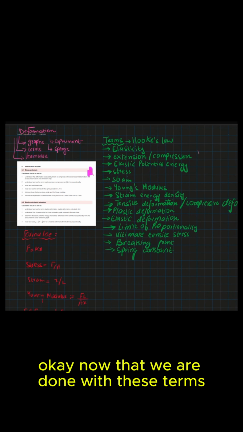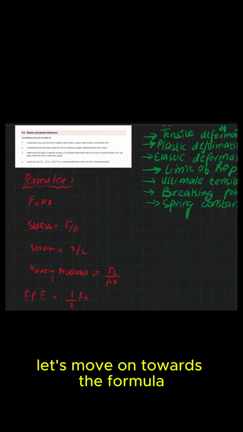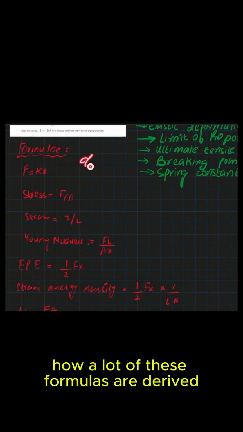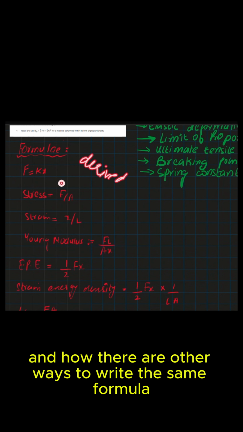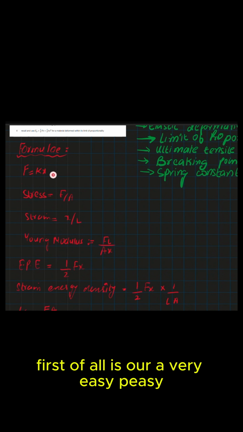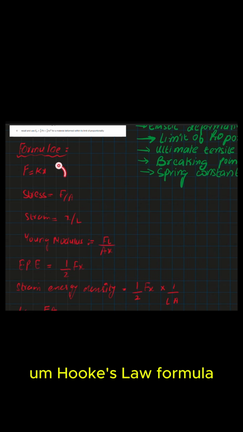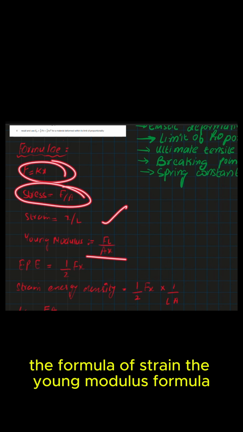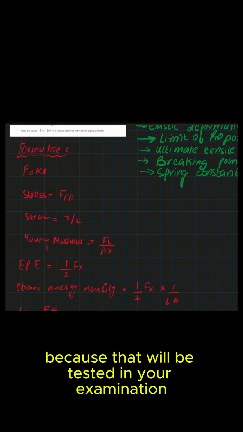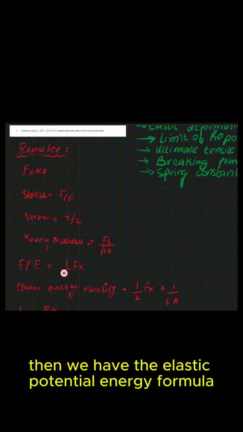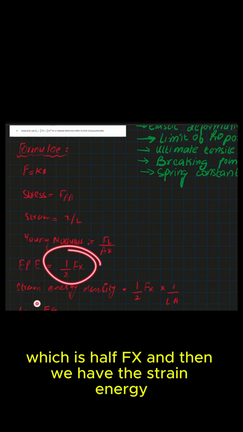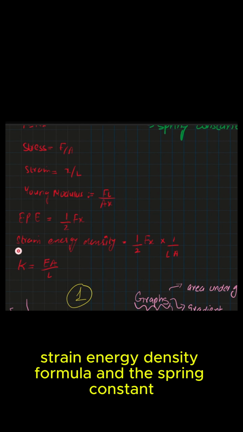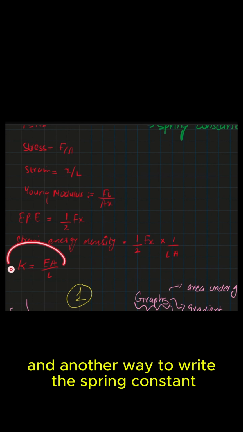Now that we're done with these terms, let's move on towards the formulae, where you have to understand how a lot of these formulas are derived and how there are other ways to write the same formula. First of all is our very easy peasy Hooke's law formula. Then we have the formula of stress, the formula of strain, the Young modulus formula, and you have to understand how you can write this in different ways because that will be tested in your examination. Then we have the elastic potential energy formula, which is half Fx, and then we have the strain energy density formula, and the spring constant, and another way to write the spring constant.